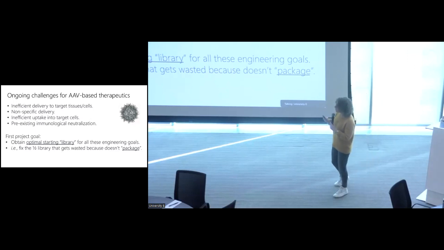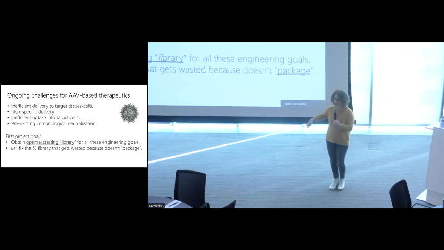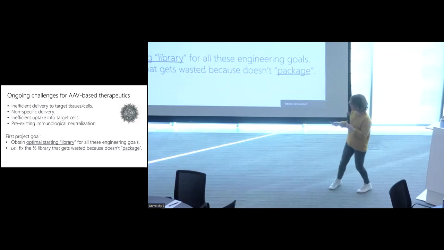So what we said is, let's just design a new general purpose starting library so that for whatever property you want to engineer it for, even if we don't yet know about it, it's going to be a better library.